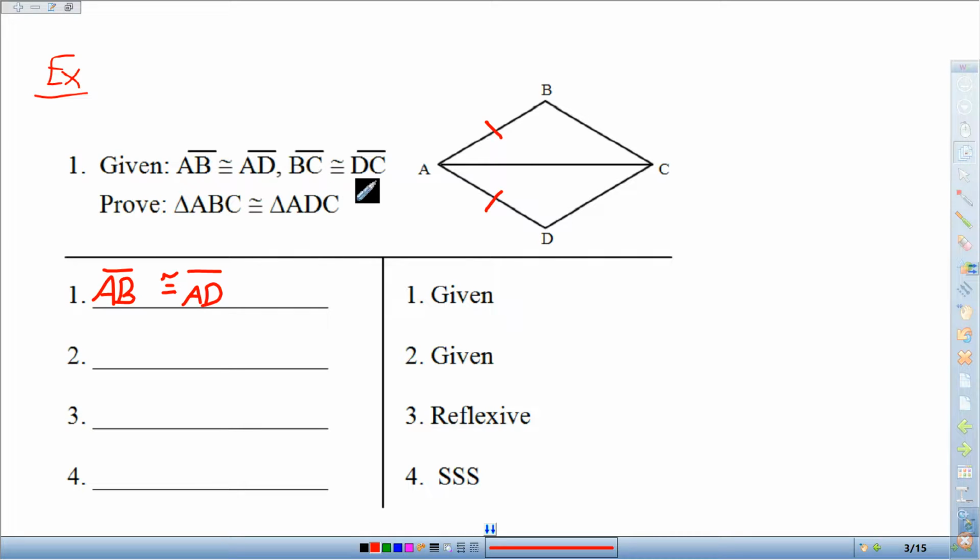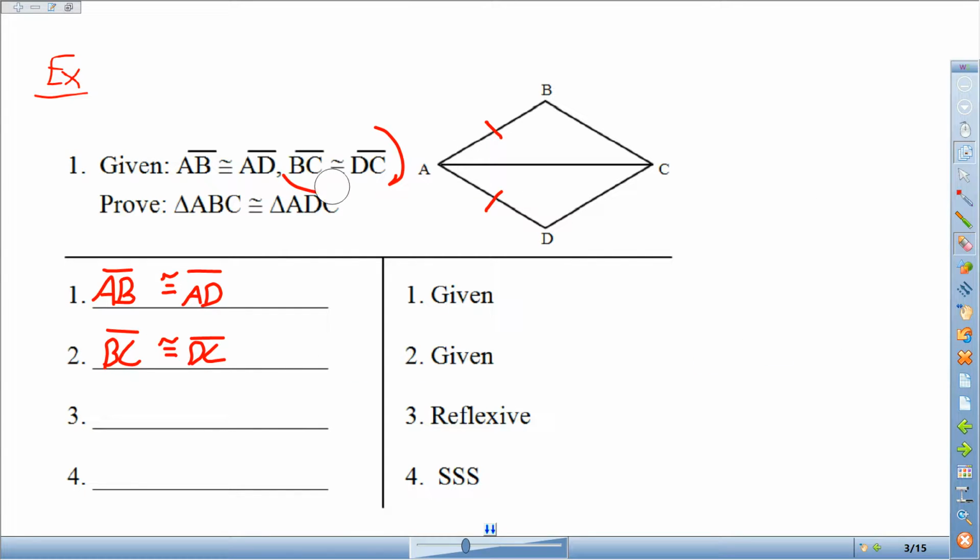So moving on to our next one, we have another given statement. BC is congruent to DC. Why do we know that? Again, that's given to us. Let's show it on our triangles. Here's BC, here's DC. Okay, so we have two pieces of information.